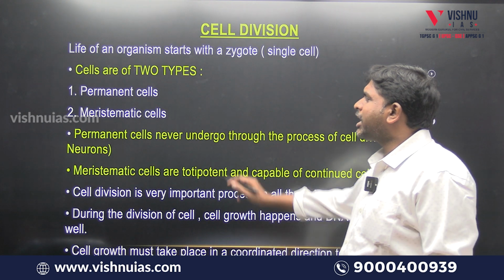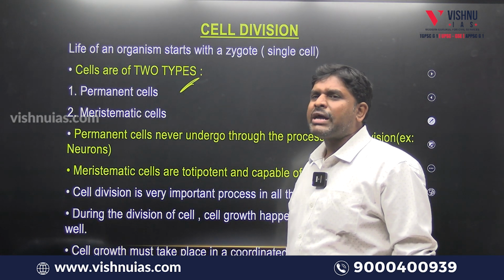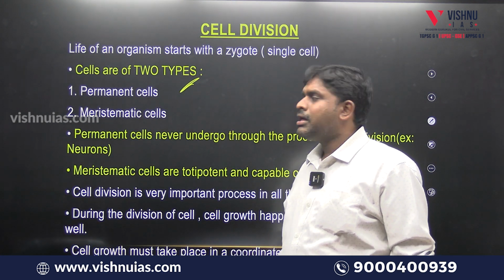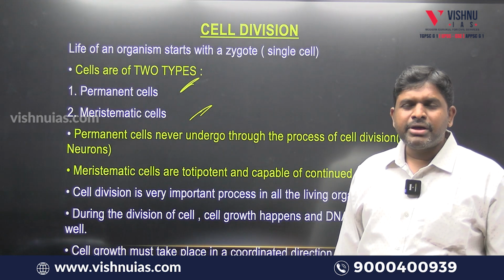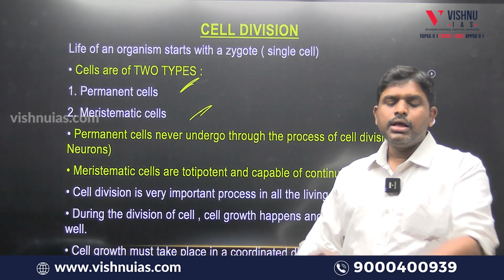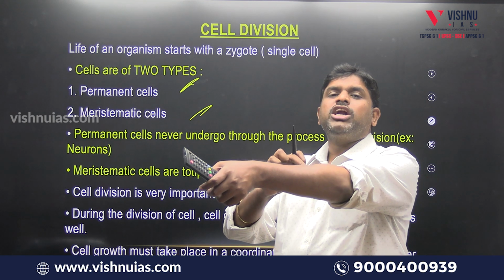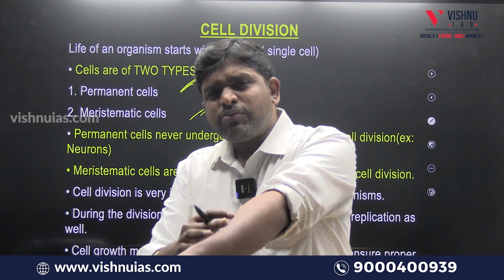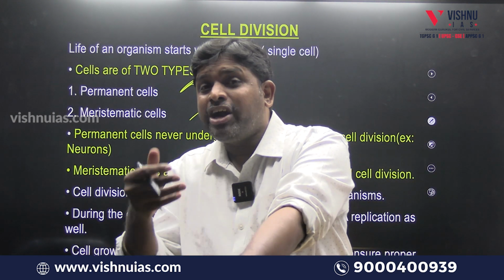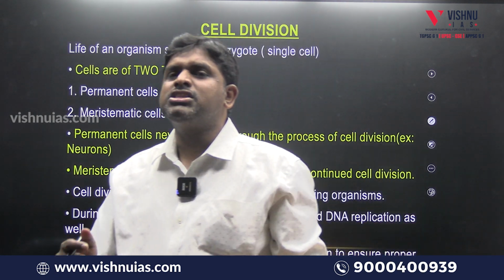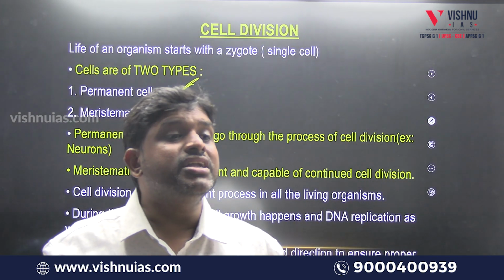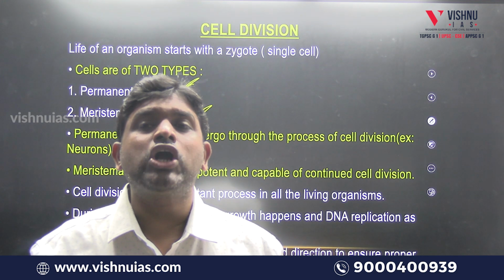Cell division. There are two types of cells: one is called permanent cells, the other is called meristematic cells. Permanent cells cannot be further divided. The size of the cell might increase, but more division will not happen. Means, those particular cells where cell division will not happen are called permanent cells.